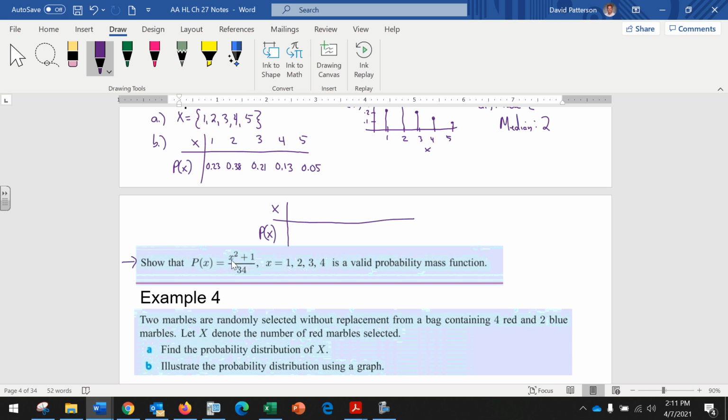So if I plug 1 into the function here, I have 1 plus 1 over 34, so that's 2 over 34. And I'm going to keep it as a fraction so it's easier to add up. If I plug in 2, that's going to be 5 out of 34. If I plug in 3, that's going to be 10 out of 34. And if I plug in 4, that's going to be 17 out of 34.